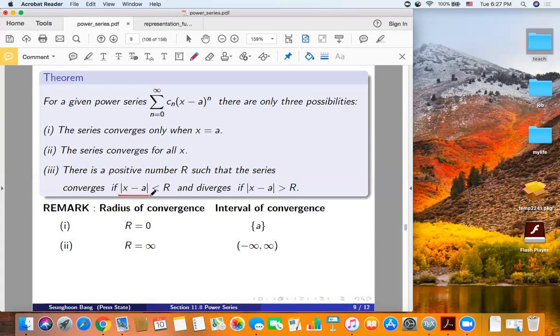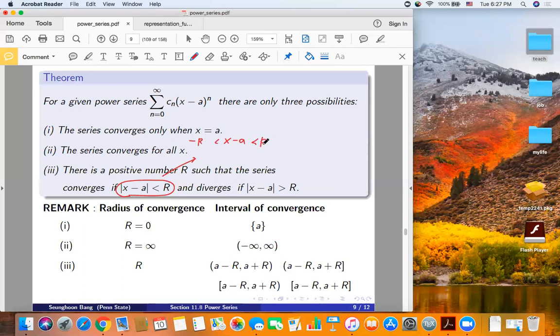Here, the third case: when the absolute value of x minus a is less than r, the series is convergent. So this number r is the radius of convergence. What's the interval of convergence? We have 4 possibilities. This is the same as x minus a being between negative r and r. You add a to each side. This is the same as x being greater than a minus r and less than a plus r.